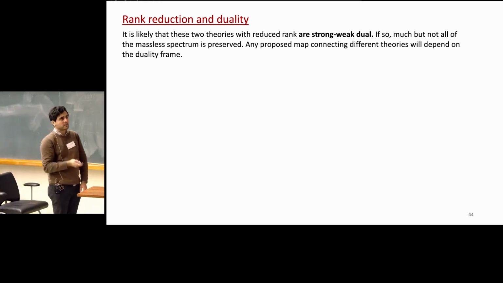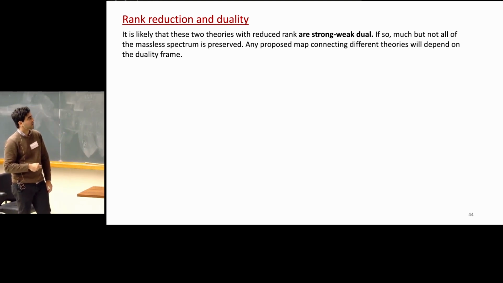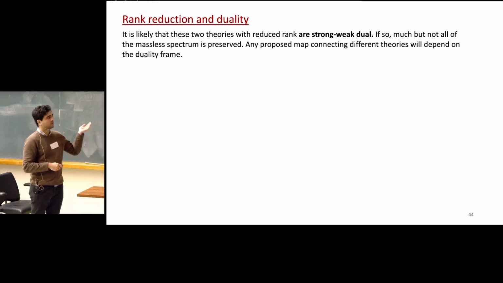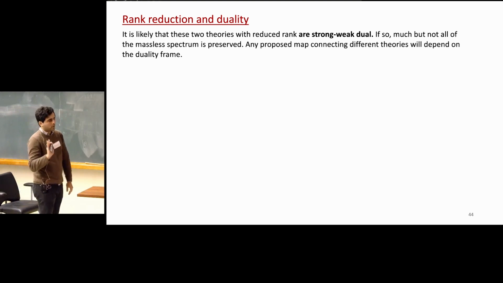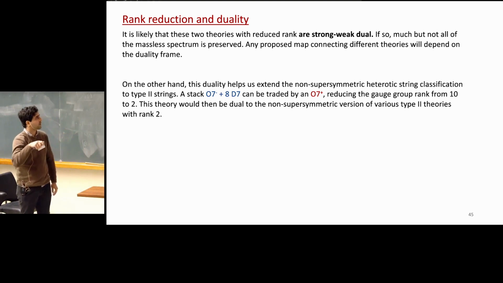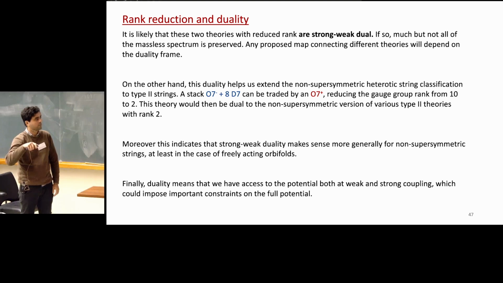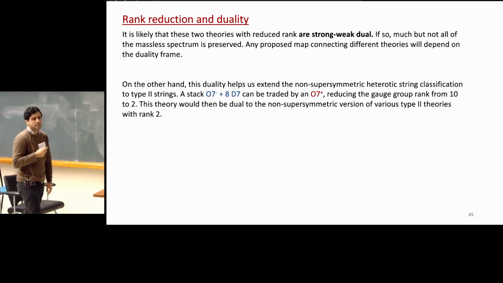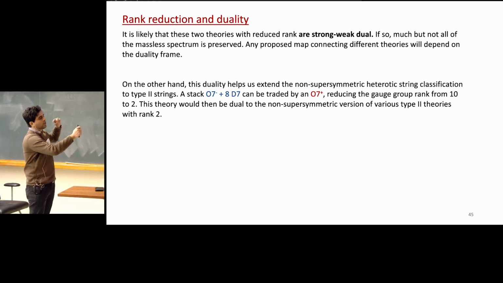But then not all the mass spectrum is preserved. You have some singlets that are not in one frame but are in the other. And so if you have a proposed map that will connect the different theories, it will depend on the duality frame. So that's very different from the supersymmetric case. On the other hand, you can extend this to type 2 constructions, because you can play a game where you exchange this O7 minus for an O7 plus. You can do it also here, and you reduce the rank, but that's not heterotic, that's type 2. And that's very nice, because it allows you to extend the classification of heterotic strings. You connect them with type 2 strings, so you have a bigger picture.